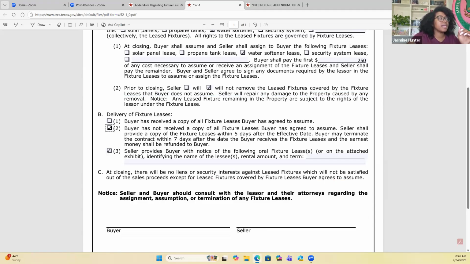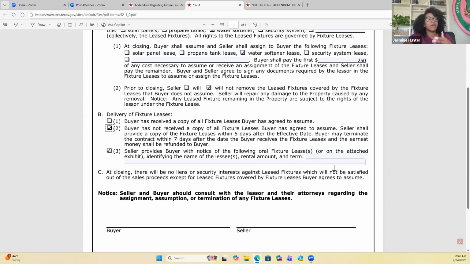Okay. Buyer has, or in that same scenario, the buyer has not received a copy, and they have 5 days to give me that copy, or I can terminate within 7. Okay. And then it automatically, if you look at it, see how it automatically checks number 3. The seller provides buyer with notice of the following oral fixture leases as well.